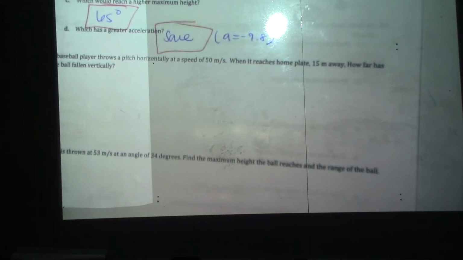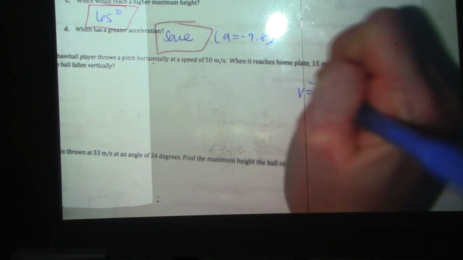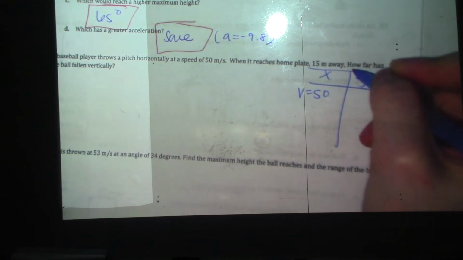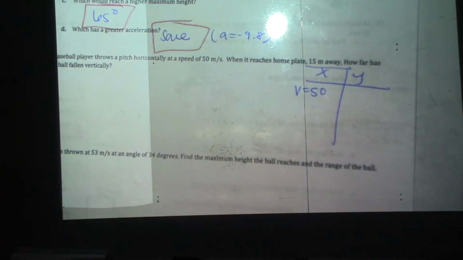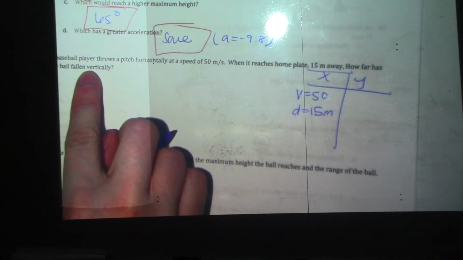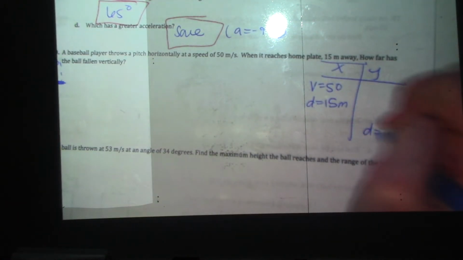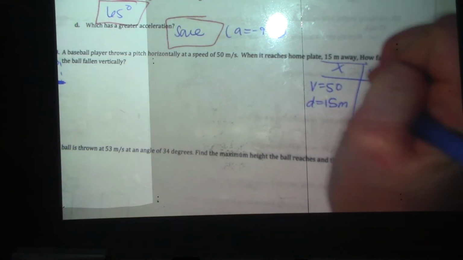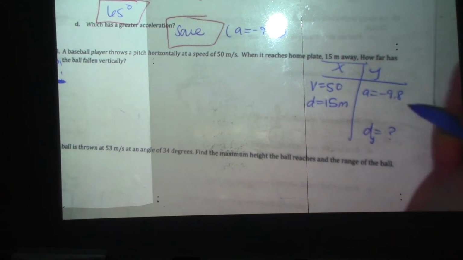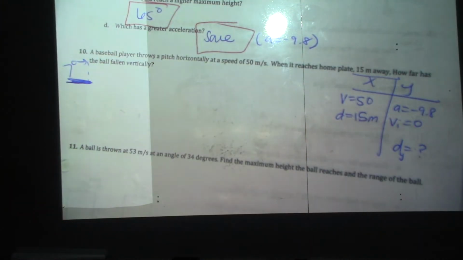A baseball player throws a pitch horizontally, so we're talking about a horizontal projectile, with a speed of 50 meters per second. It reaches the home plate 15 meters away, so that is the X distance, not the Y distance. Also looking for how far the ball has fallen vertically, so that means I'm looking for the Y distance. I can always put my acceleration in my chart, and because this is a horizontal velocity, it is VI that is 0, not VF. The initial velocity is 0.